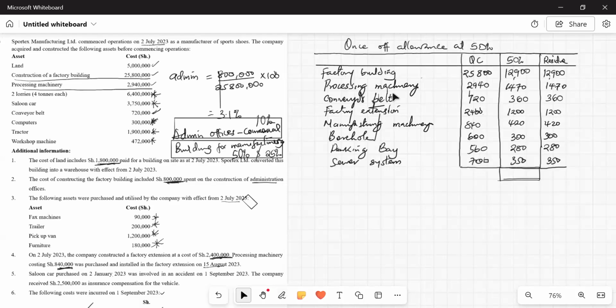Can you get the total for the second column? How much is the total for second column? $17,280. Right, so that is the total investment allowance for the ones which qualify for 50% the first year of use.